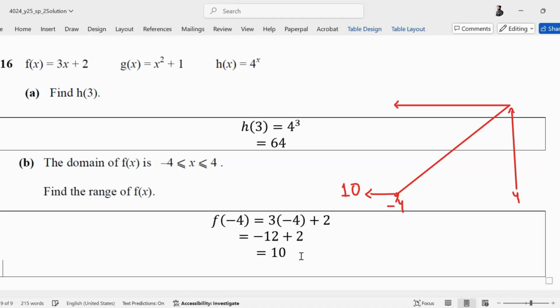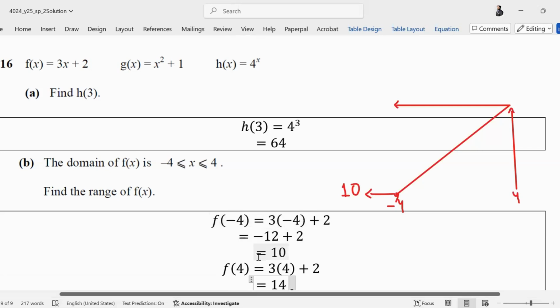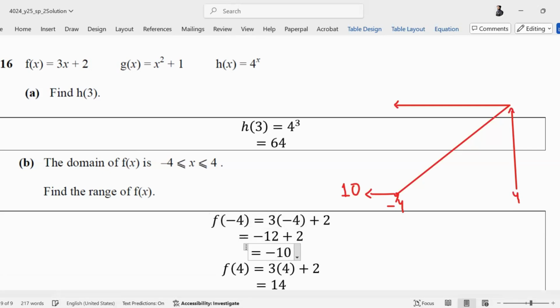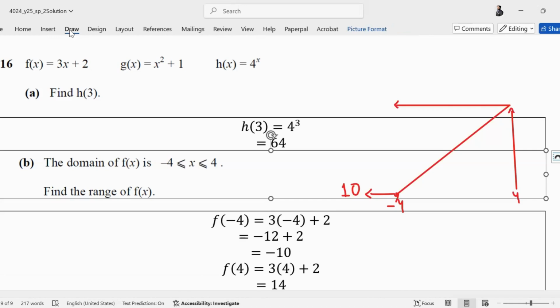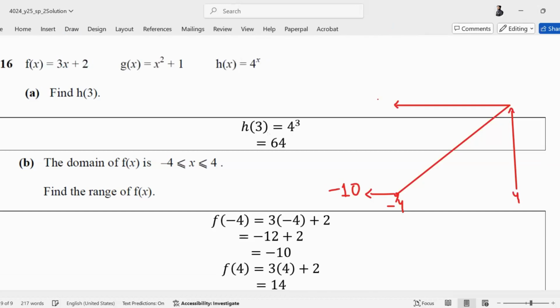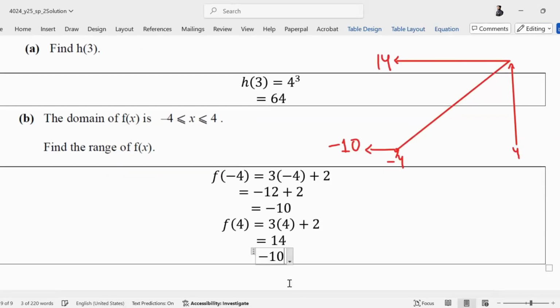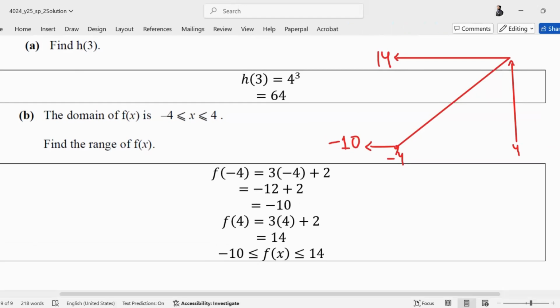I'm visualizing a graph. 4, 3 times 4 plus 2. 4 3s are 12, 12 plus 2 is 14. Sorry, this is supposed to be -10, +14. So for -4 it is -10, and for 4 it is 14. So the range of the function will be between -10 and 14, greater than or equal to -10, less than or equal to 14.